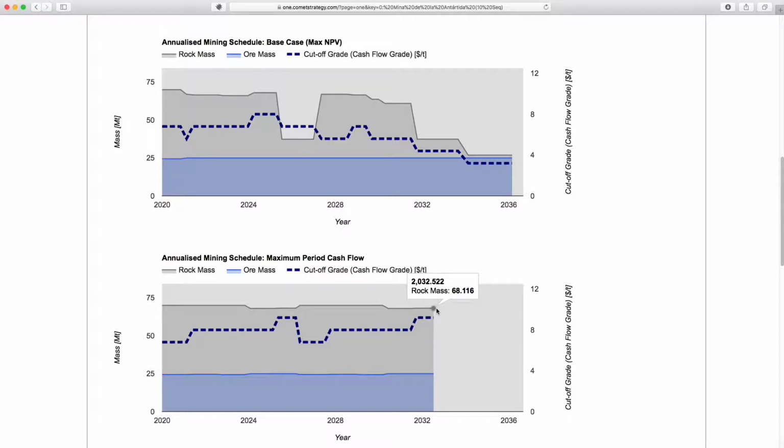How we lost that time was we mined more material. You can see more material being mined, still processing about the same amount, still about 25 million tonnes, but we mined more material and we raised the cut-off grades.